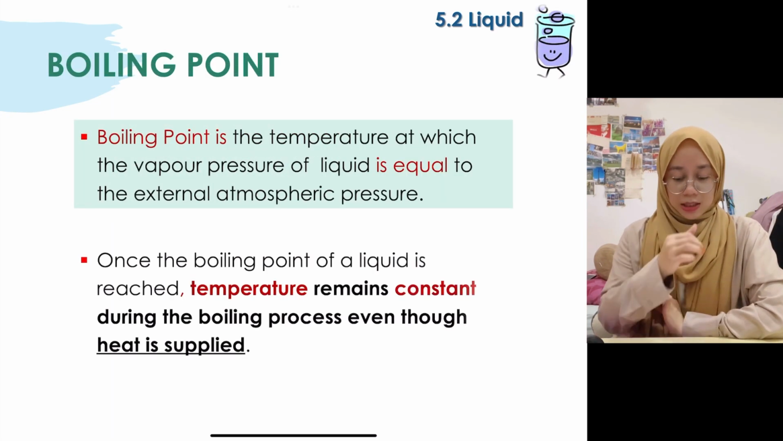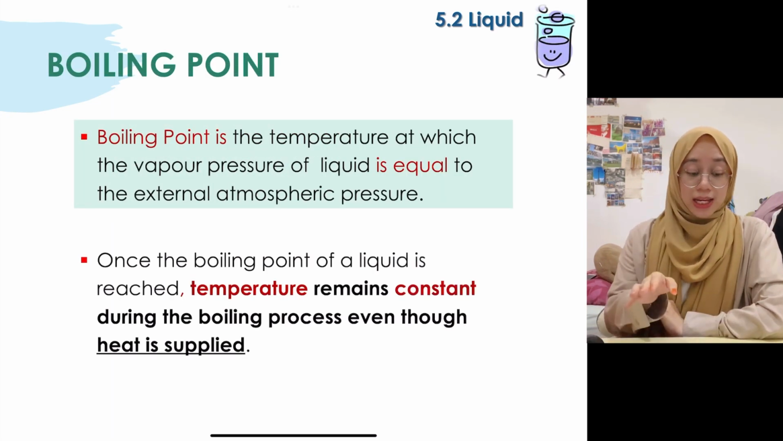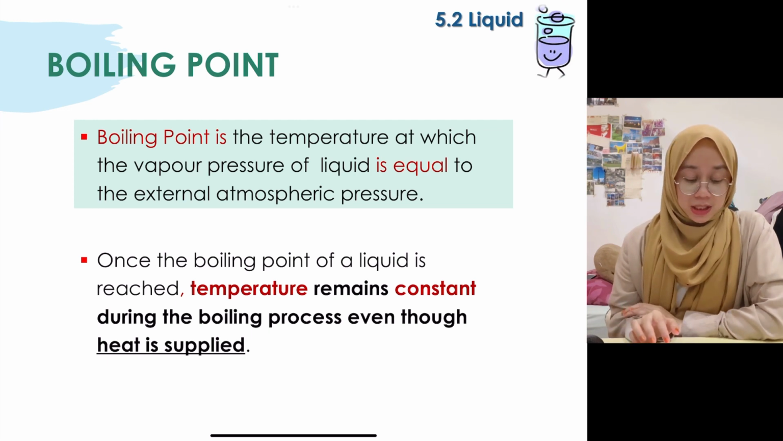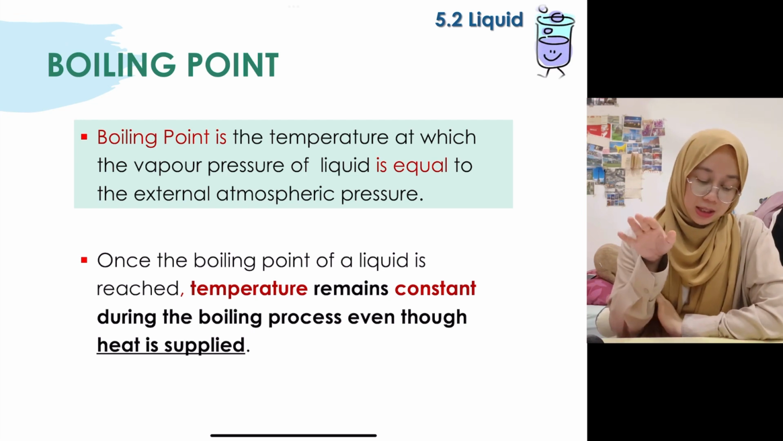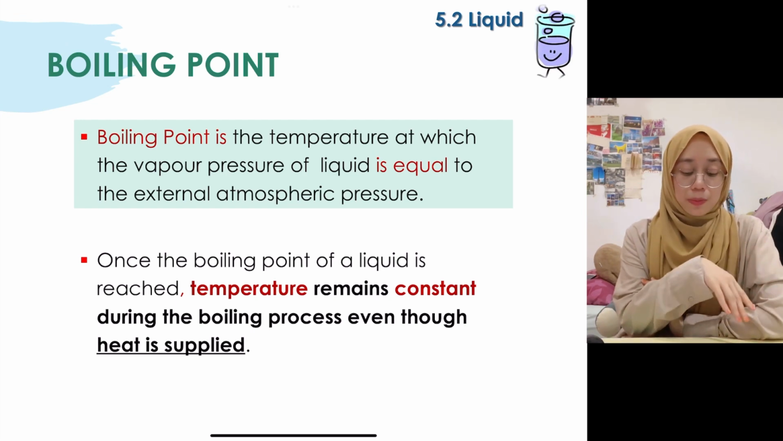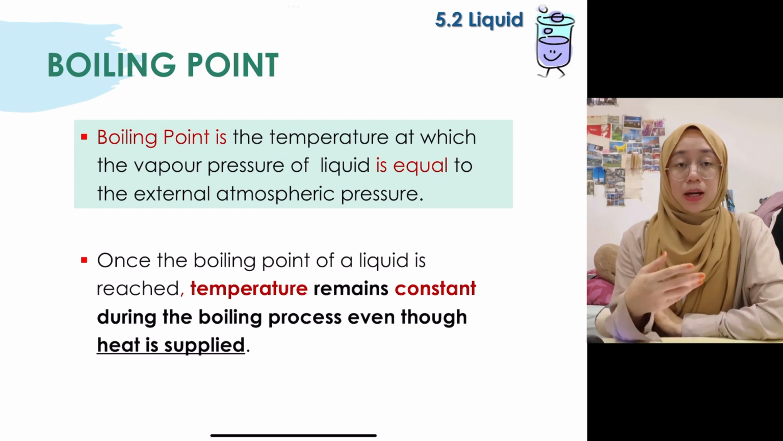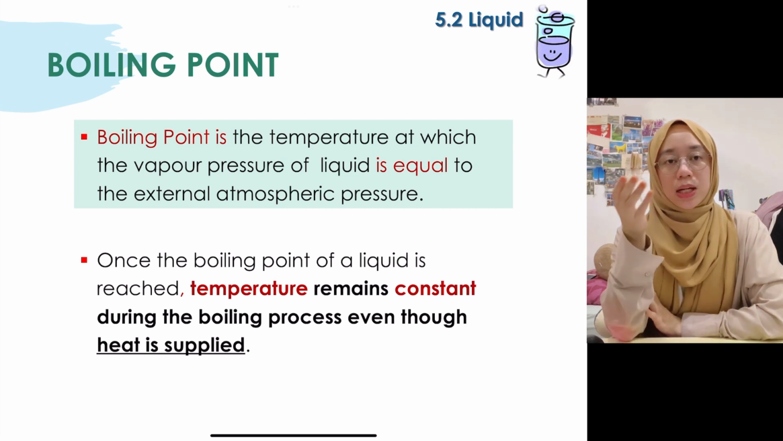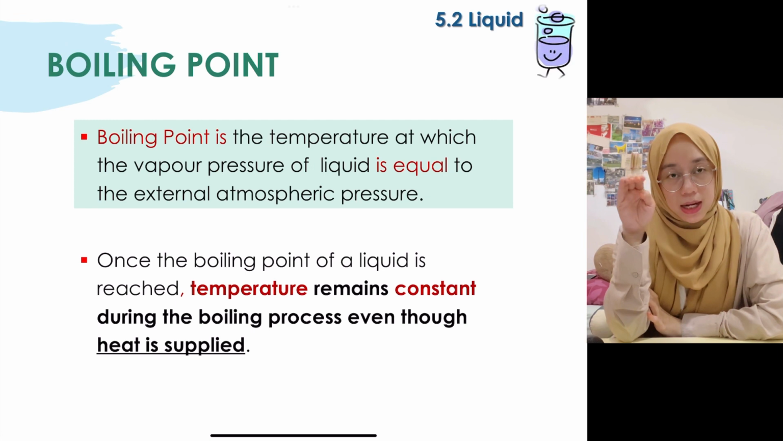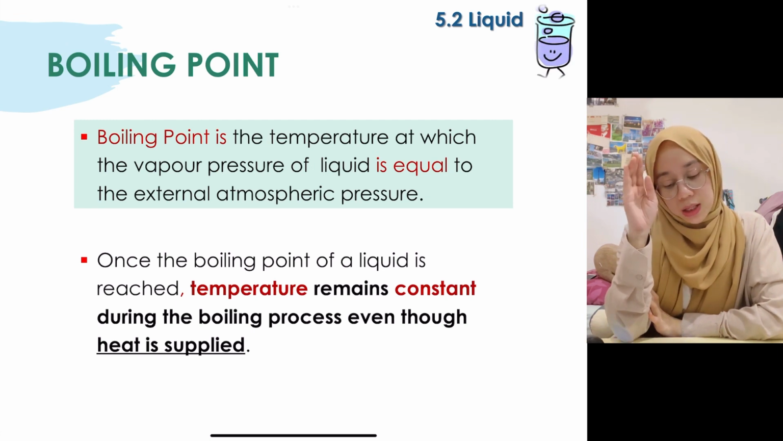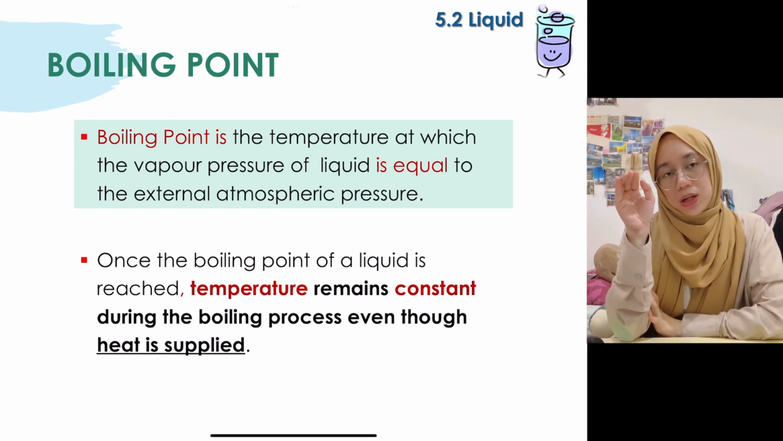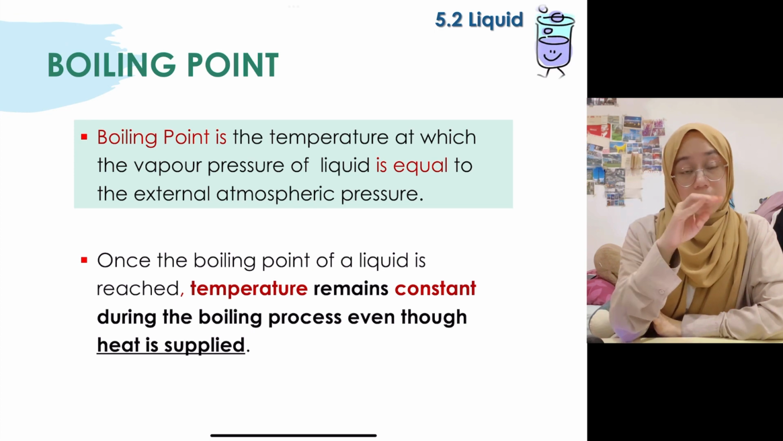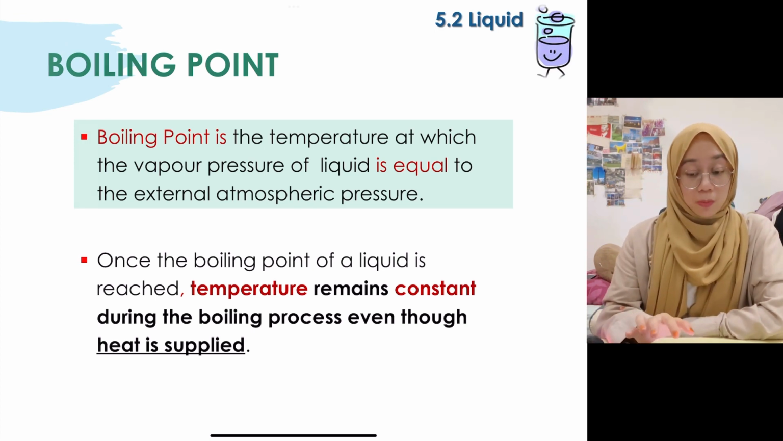So boiling point is the temperature at which the vapor pressure of liquid is equal to the external atmospheric pressure. So once the boiling point of a liquid is reached, the temperature akan remain constant for quite a long time during the boiling process, even though heat is supplied. So kalau macam water, the boiling point is 100 degrees Celsius, so dia akan remain dekat 100 degrees Celsius saja, sebab waktu tu kita punya vapor pressure of the liquid is equal to the external atmospheric pressure dah waktu tu. So the temperature will remain constant kalau untuk boiling process.